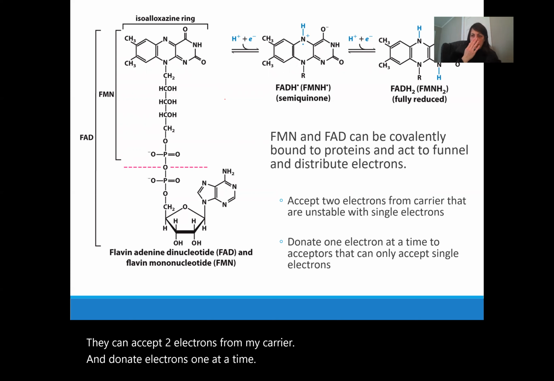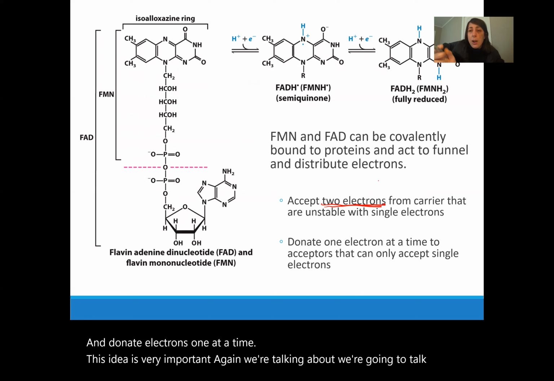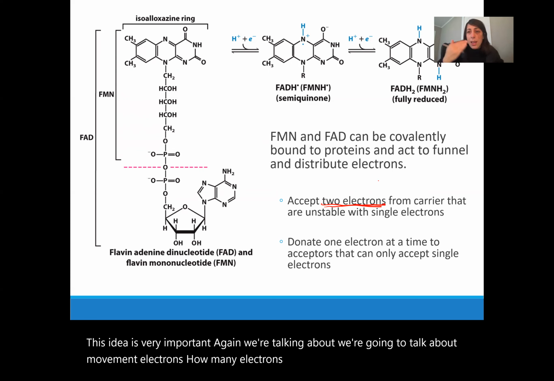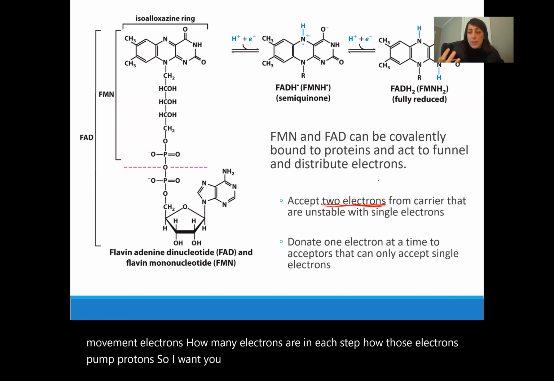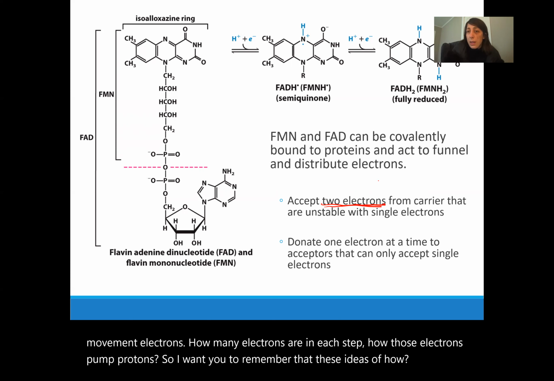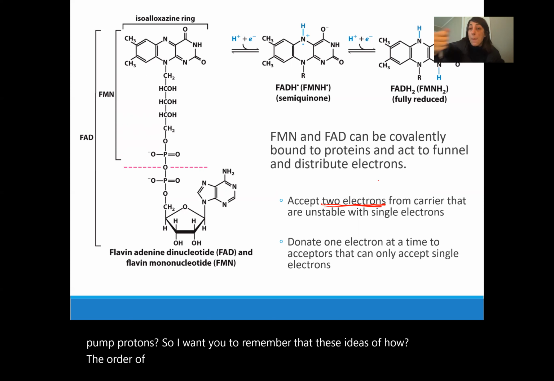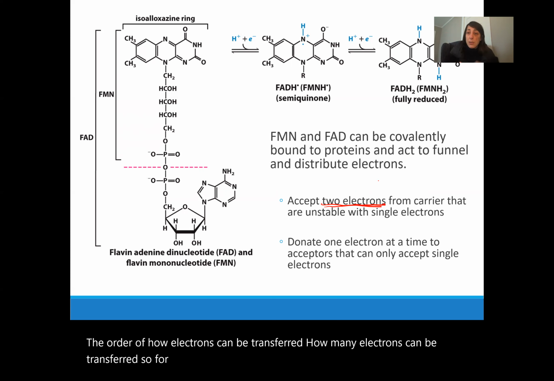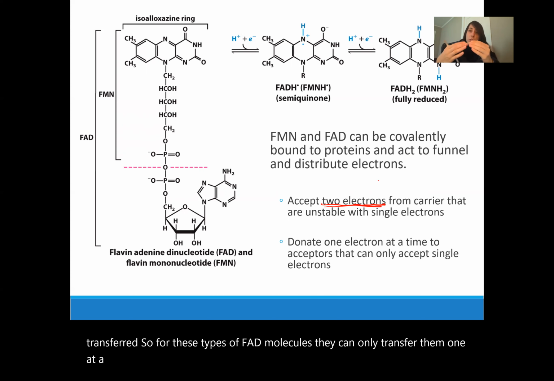This idea is very important. Again, we're going to talk about movement of electrons, how many electrons are in each step, how those electrons pump protons. So I want you to remember these ideas of the order in which electrons can be transferred, and how many electrons can be transferred. For these types of FAD molecules, they can only transfer them one at a time. They can't do 2 at a time.